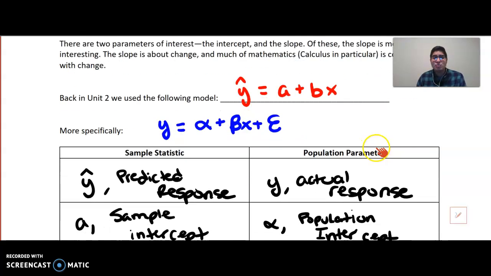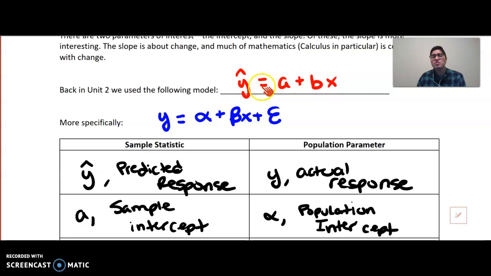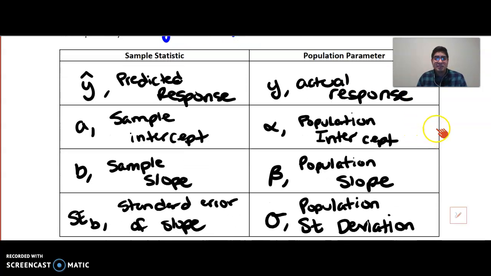Now, thinking back to Unit 2, we used the following model for our LSRL, and this was y hat equals a plus bx. Now, we use this model, our sample, to inference information about the population, y equals alpha plus beta x plus epsilon, where we have the following sample statistics measuring the following parameters. Y hat is our predicted response, which estimates y, the actual response. A is our sample intercept, which estimates alpha, the population intercept. B is our sample slope, whereas beta is the population slope. And the standard error of B, or the standard error of the slope, estimates sigma, which is the population standard deviation.